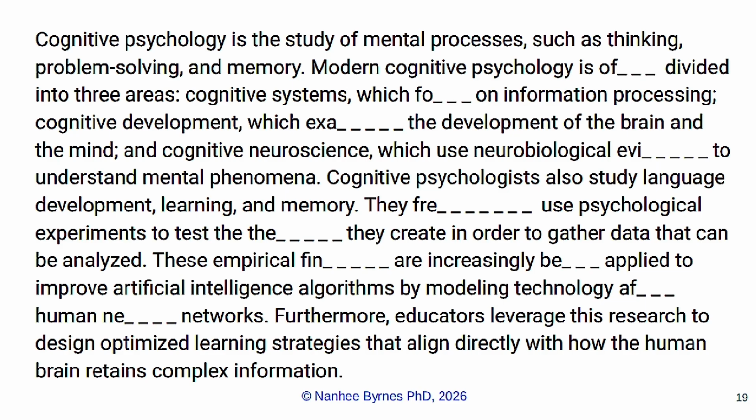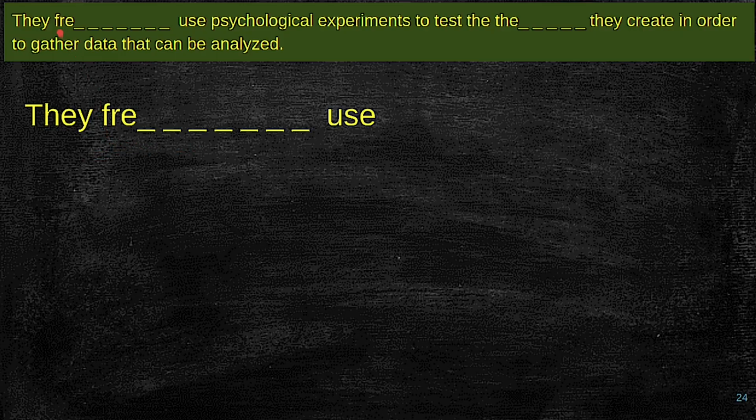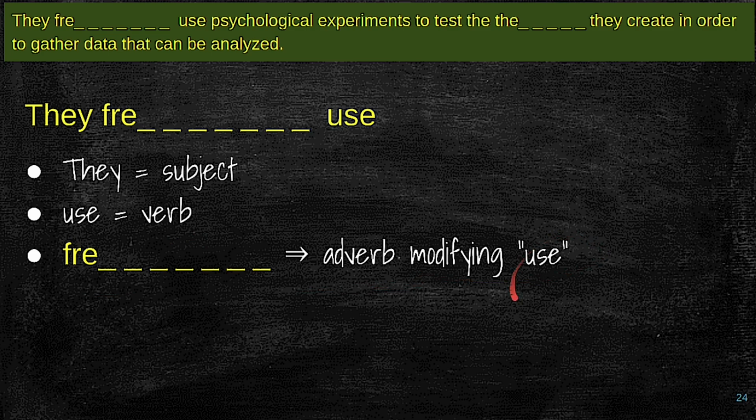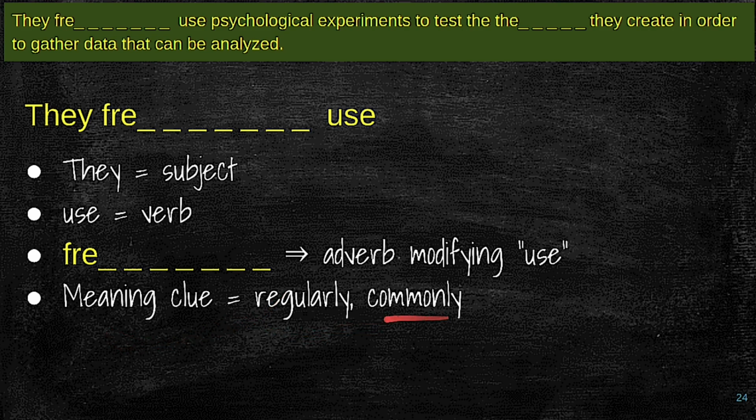Blank 5. Use psychological experiments. They is the subject and use is the verb. Therefore, früh must be an adverb modifying use. The meaning is regularly or commonly. An adverb beginning with früh that fits the meaning is frequently.